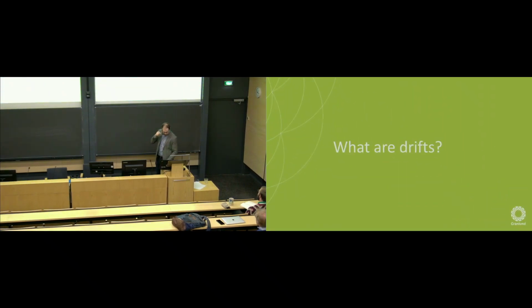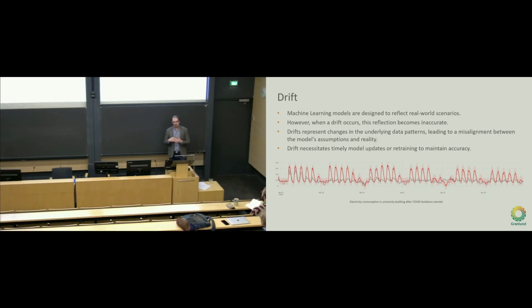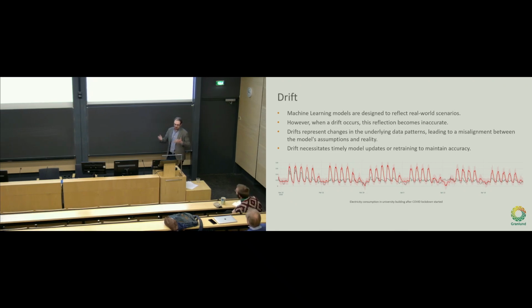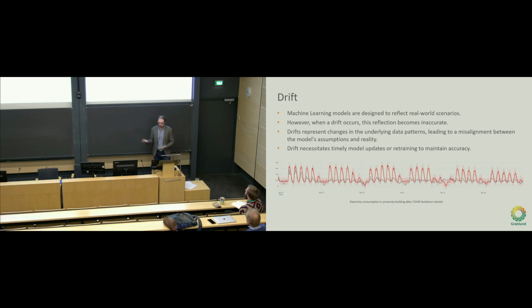So what are drifts? Machine learning models in this particular case are designed to reflect real-world scenarios. So even if you have a great model, after some drift occurs, since it's trained on history, it becomes inaccurate. And then, of course, you cannot trust it anymore, and you need to do something with it, either retrain it or have a new model.